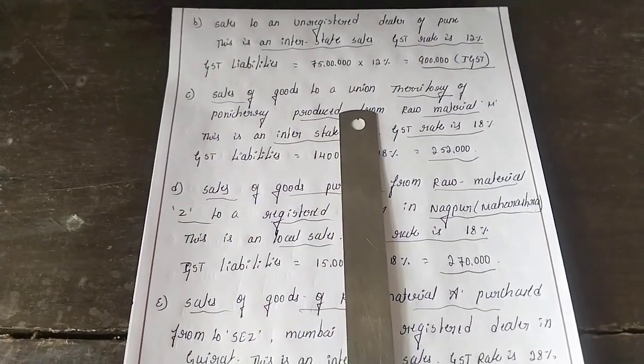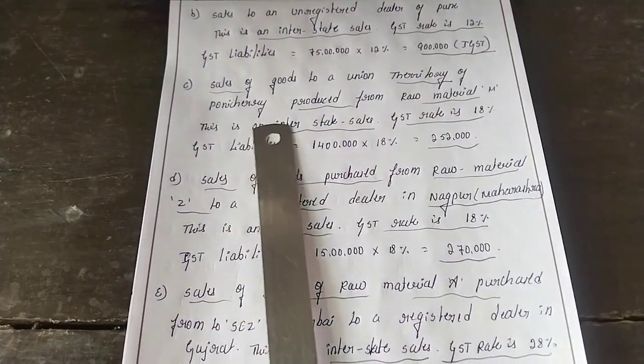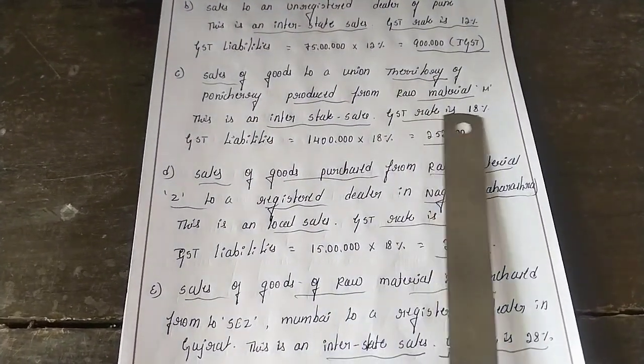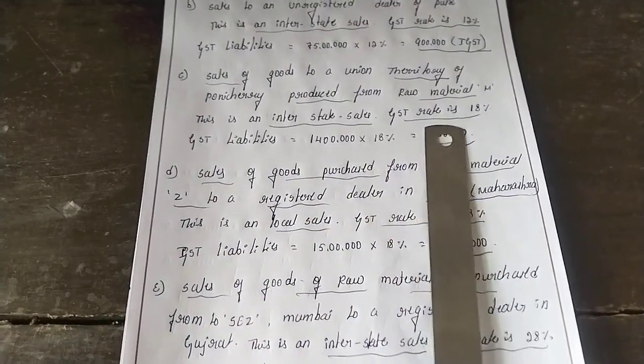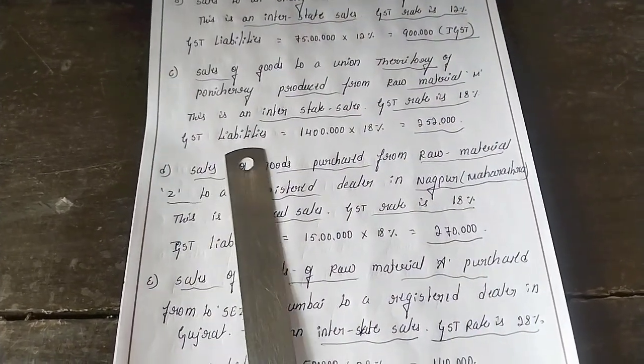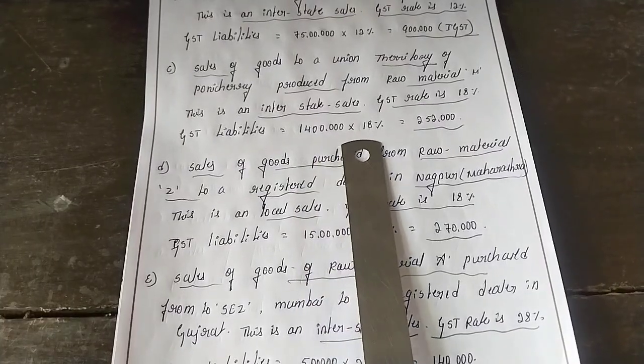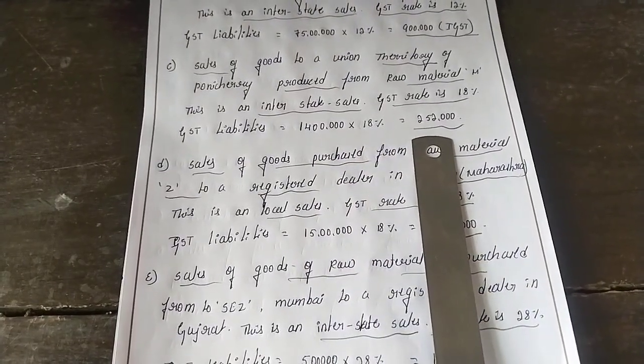Sales of goods to the union territory of Pondicherry, produced from raw material M. This is an interstate sale. GST rate is 18%. GST liability equals 14 lakh into 18%. We get 2 lakh 52,000.